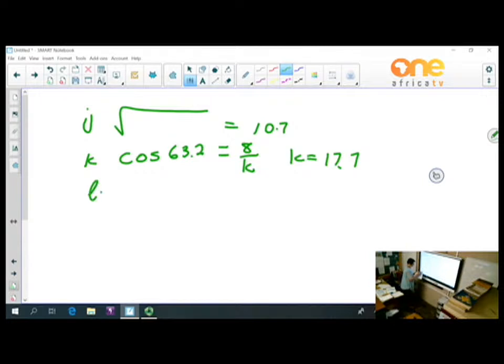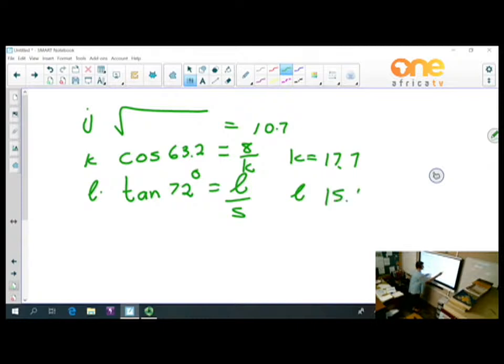L, which function now? Tan. So tan 72 is equal to L over 5. Which method? Top times. So it's 5 times tan 72 is equal to 15.4.